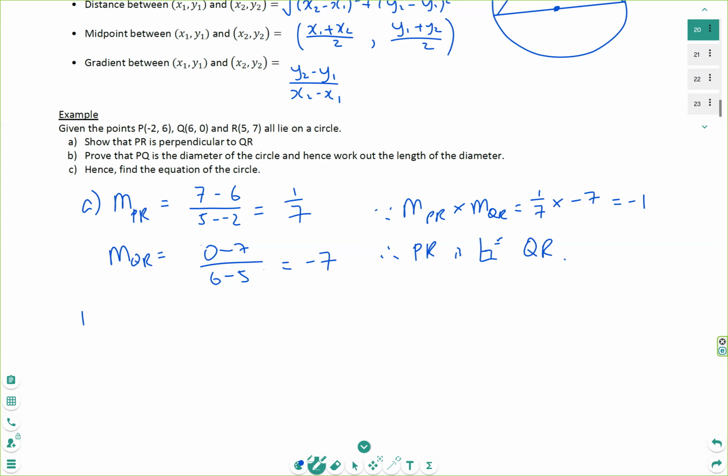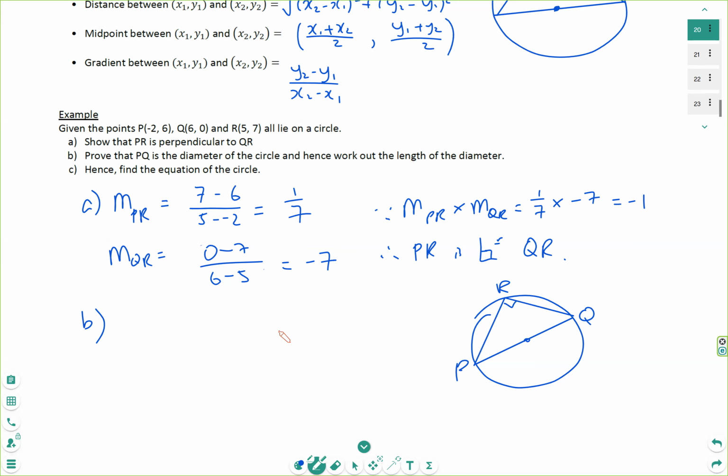Part B. Prove that PQ is a diameter of the circle and hence work out the length of the diameter. So what we need to think about is, where did the circle come from? Let's have a look. If we draw a circle, let's try to draw a circle. Try, because you can never draw a perfect circle. Prove me wrong. So if PQ is the diameter, that means like this, and then R will be here. We know it's a right angle because we've shown PR and RQ are perpendicular.